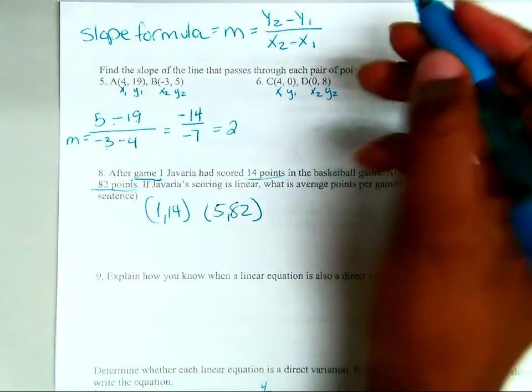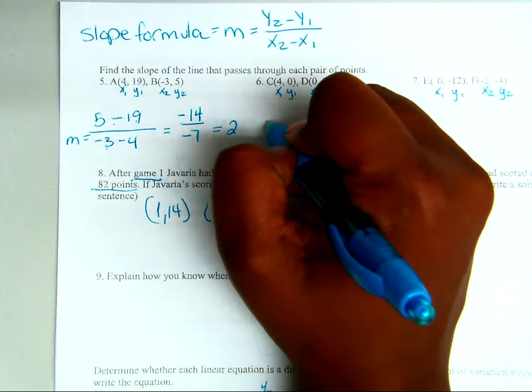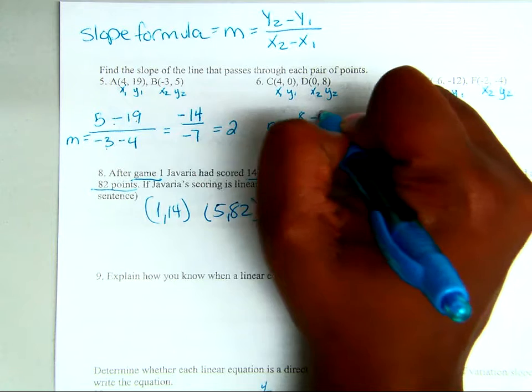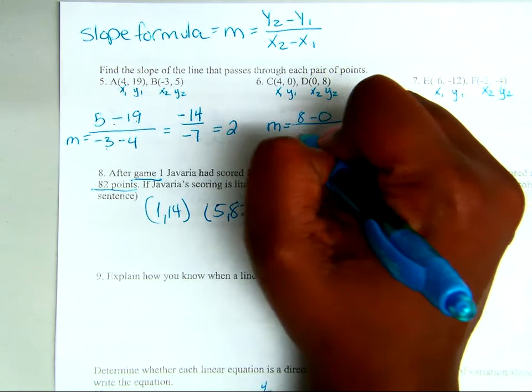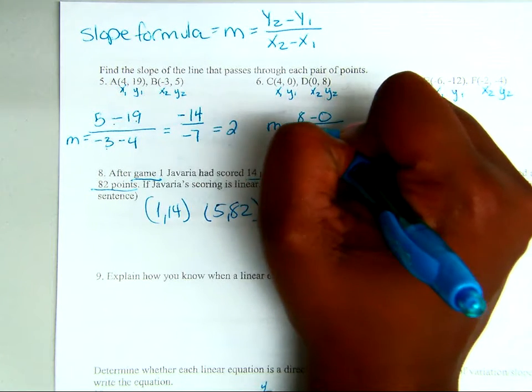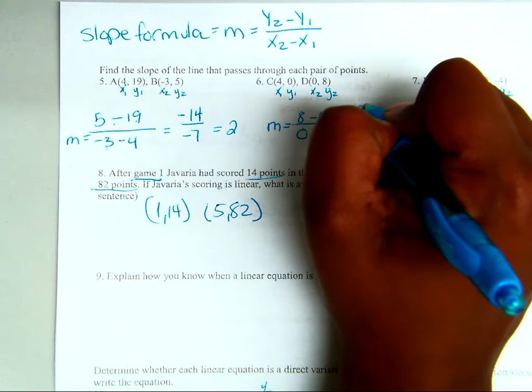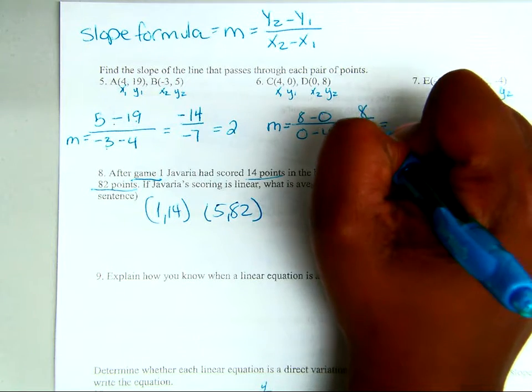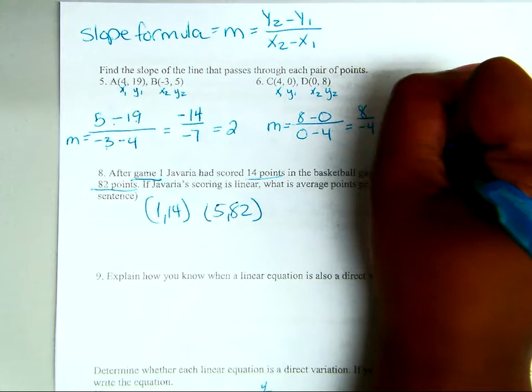Let's do this one. m equals 8 minus 0 over 0 minus 4. 8 over negative 4. A positive over a negative is a negative. I can reduce this to negative 2.